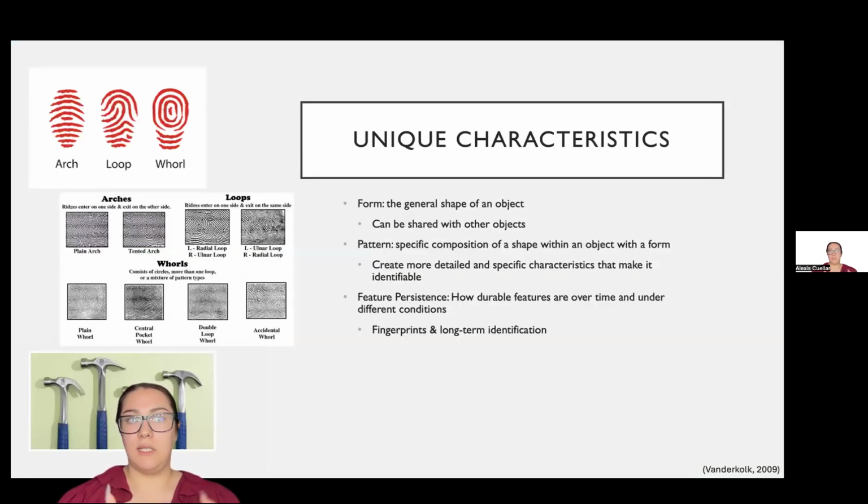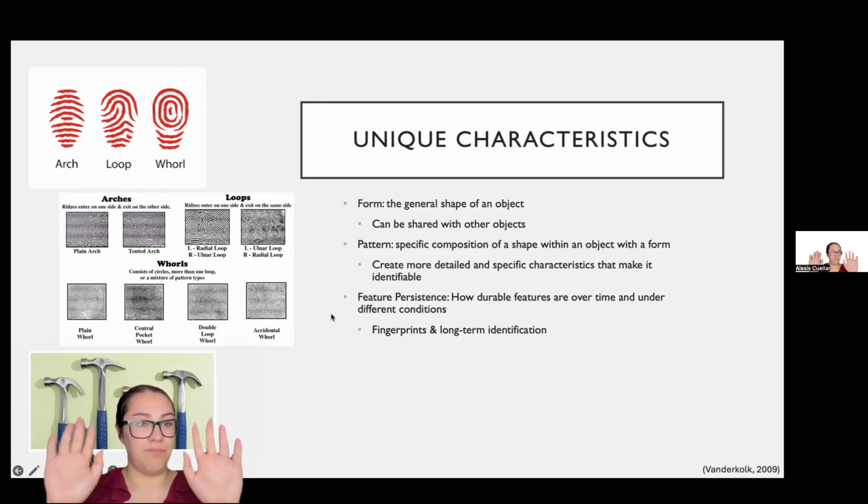So when we're analyzing these specific types of evidence, we're going to be trying to observe any unique characteristics. Some unique characteristics that forensic experts may look for would be forms, patterns, and feature persistence. So form is the general shape of an object. For example, a fingerprint will follow basic formations such as the ones here: the arch, the loop, and the whorl.